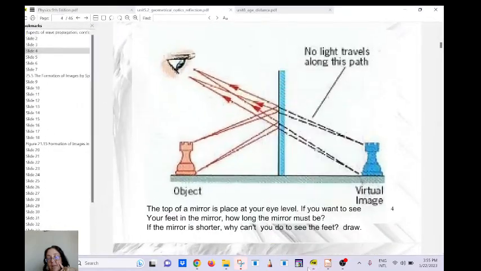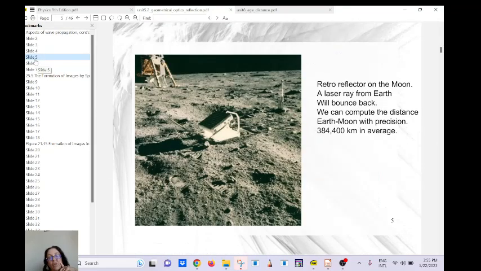So the slide that I have here just explains how to trace that virtual image. So there are a lot of applications for that. So this is called a retroreflector, and it was placed on the moon when the astronauts went in 1969, I think. I don't know if it's in that year that they placed the retroreflector, but around then, and with a laser from the Earth, you can find the distance of the moon.